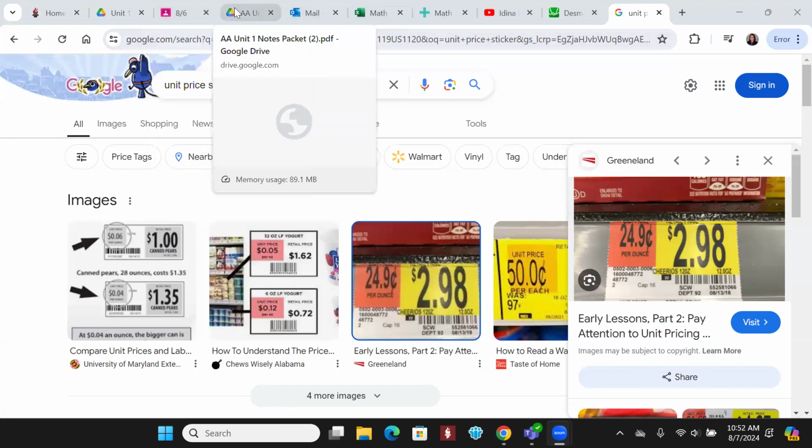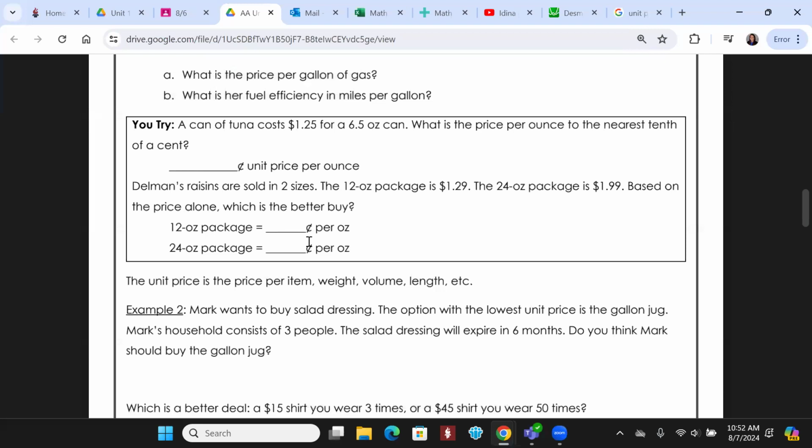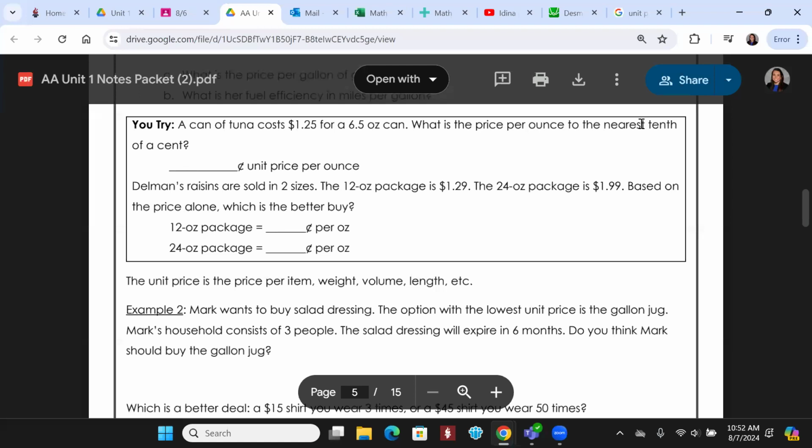Coming back to this, you have a can of tuna that costs $1.25 for a 6.5 ounce can. What is the price per ounce to the nearest tenth of a cent? So you're taking $1.25 and you're going to divide it by 6.5 ounces. What did you get? So this is 19.2 cents.